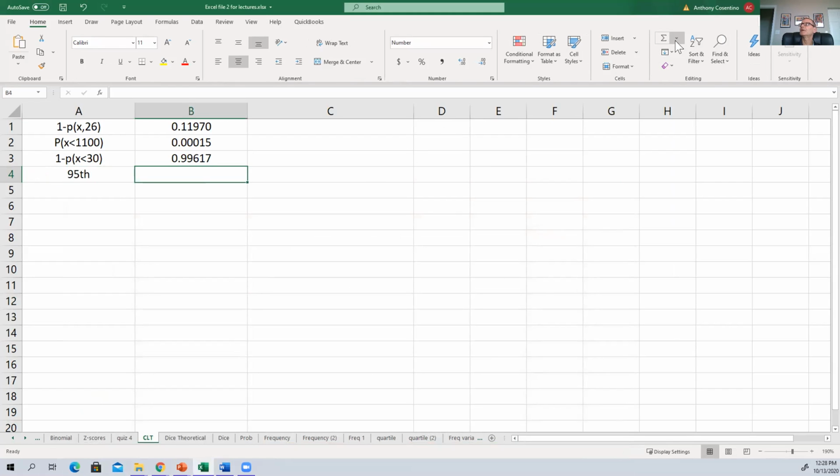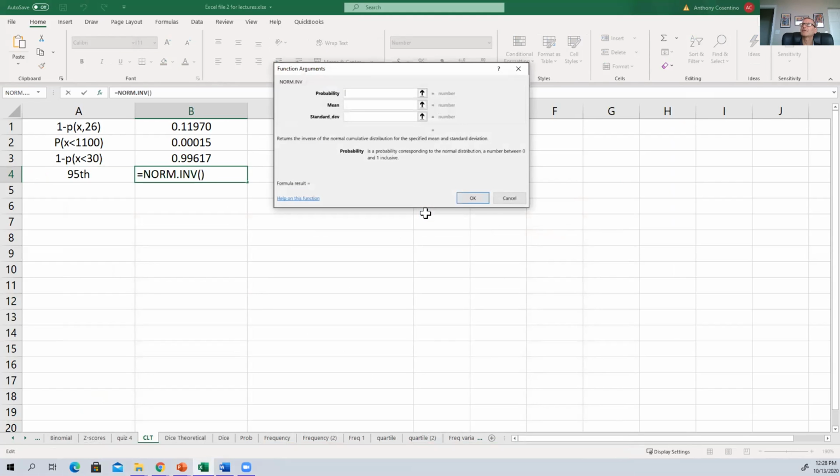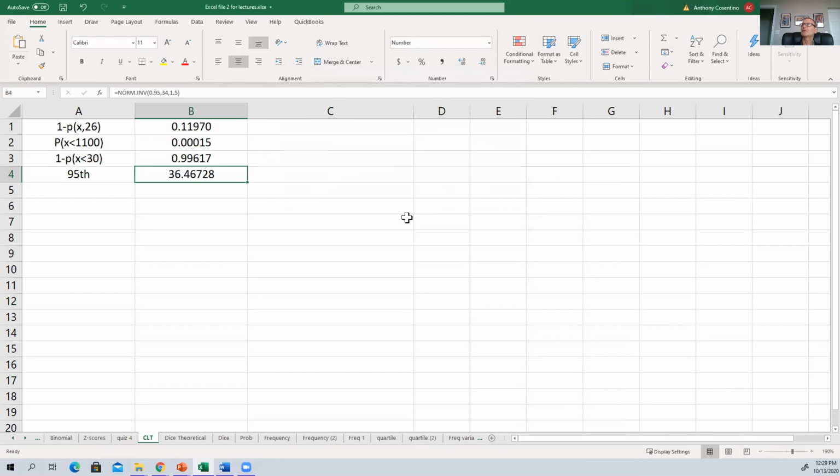And that would be norm.inv. And again, 0.95. Mean is 34. And this one is 1.5. And so when we do that, the 95th percentile of that mean of those 100 people is about 36 and a half, right? And so that's what that point means with regards to that.